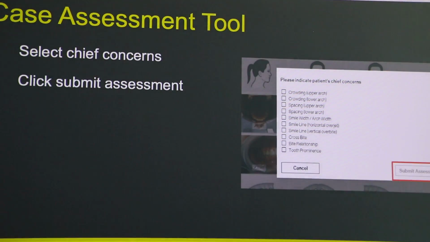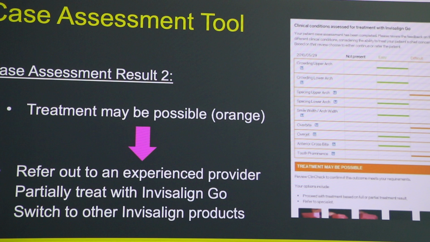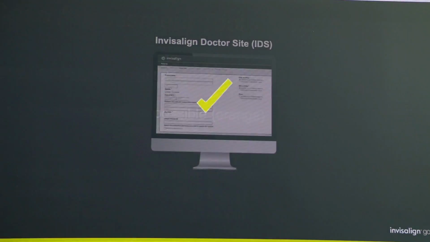The monkey thing. Chief concerns, right? Comes back green, you're doing it. Comes back orange or red, you're referring it, or you're doing compromised treatment, or you're switching product.